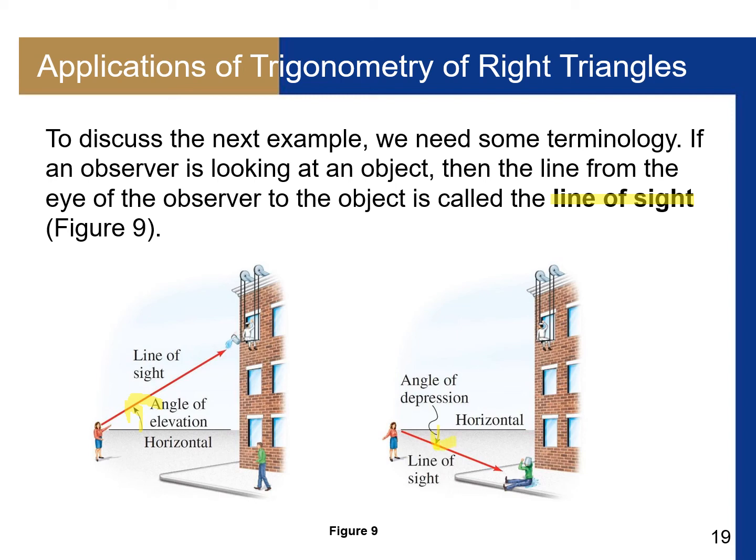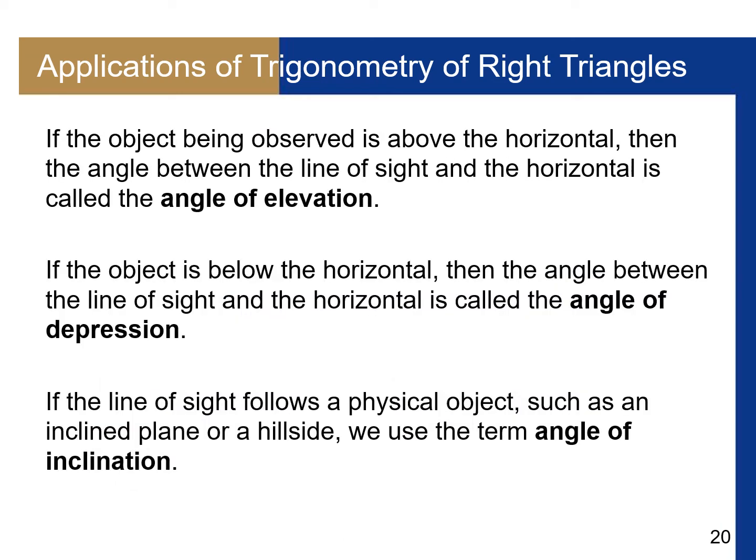My line of sight is to the point that I am looking at. And then you want to have your horizontal line from your eye straight to the object that is in line with where you are looking. You want to have a horizontal line, slope of 0, from your line of sight. If the object, again, is above the horizontal, we call it the angle of elevation. If it is below the horizontal, it's the angle of depression.